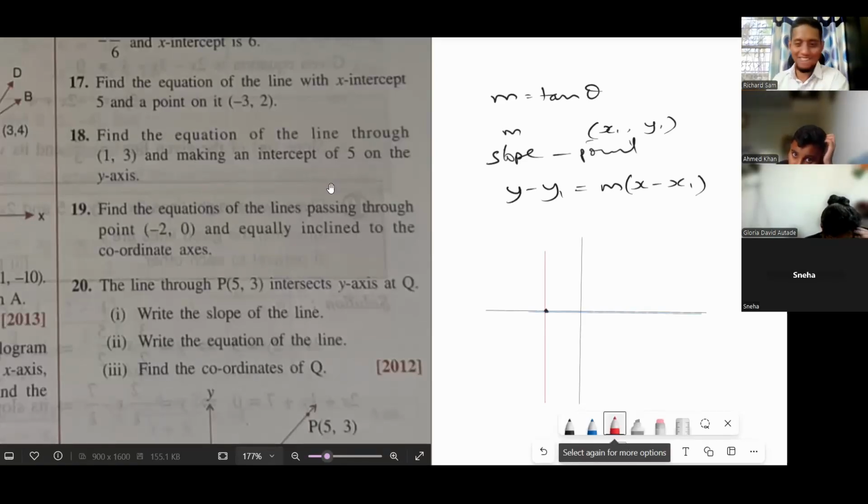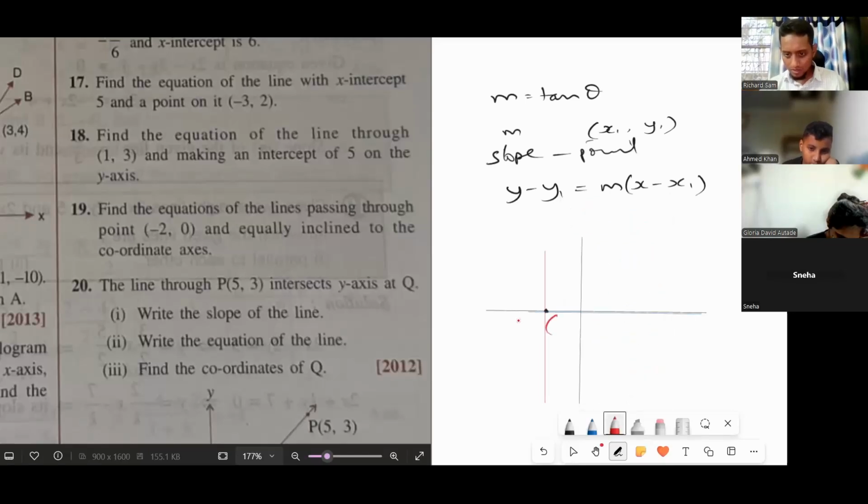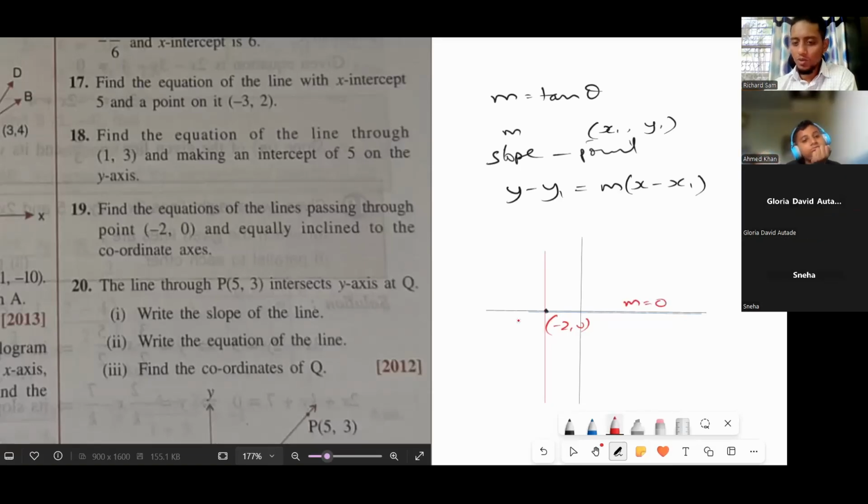Okay, so how do you find the equation of this blue line? We have one point, which is (-2, 0), and we have the slope. What's the slope of this blue line? The slope of the blue line is 0. And what's the slope of this vertical line? Infinity. Because here theta is 0, so tan 0 is 0. Here theta is 90 degrees. What is tan 90? Infinity. So the slope of this line is infinity.